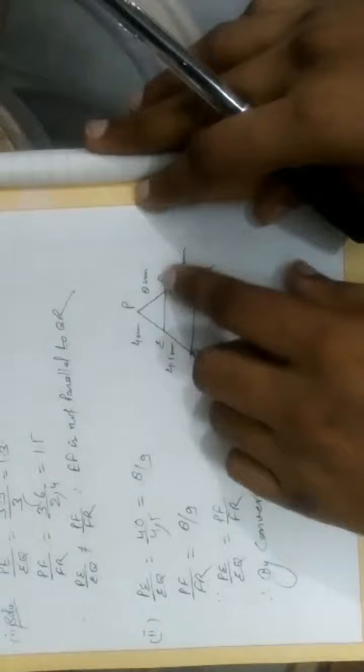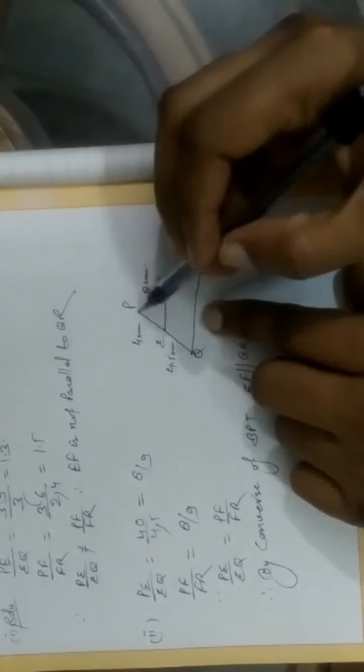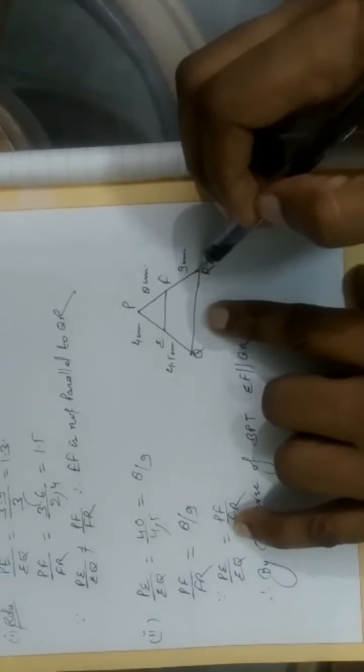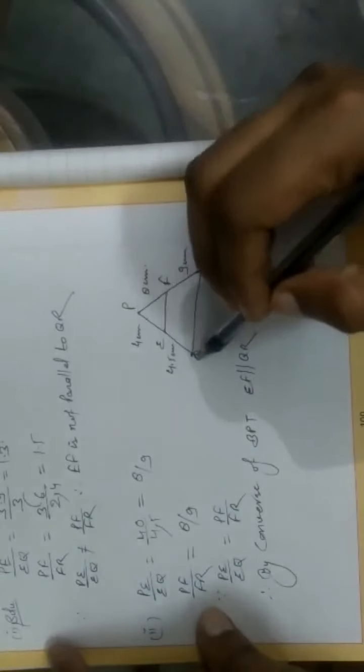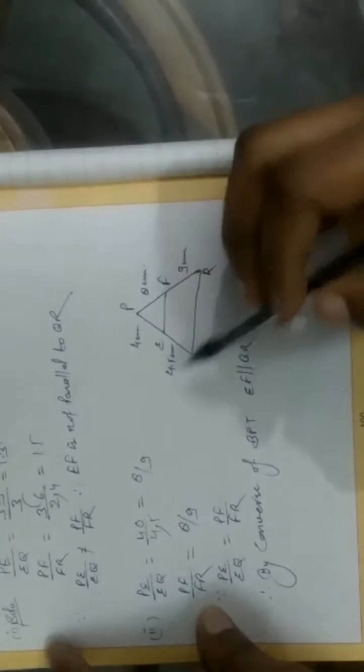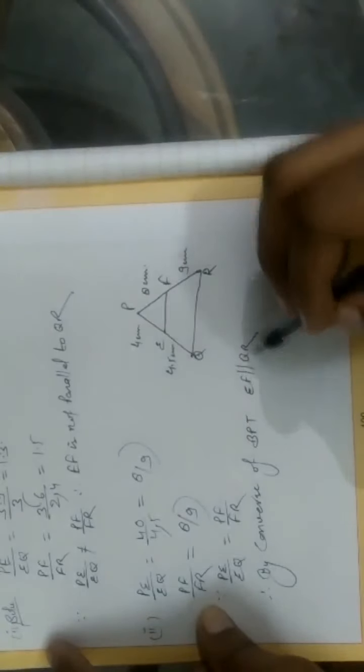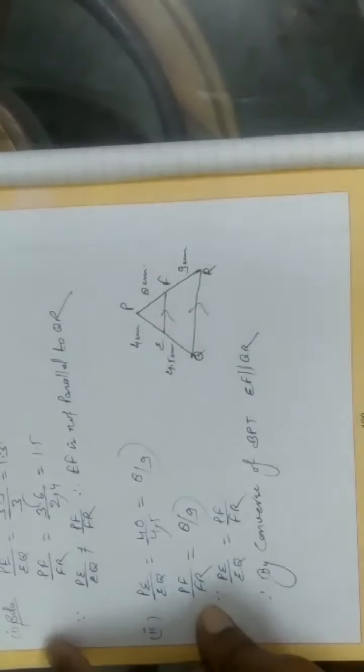Fine. Now you can check the second part. In the second part, this figure is given, and these sides are given. We have to check whether EF is parallel to QR or not. So again, you find the ratio PE upon EQ and PF upon FR. PE upon EQ is 4 upon 4.5 and PF upon FR is 8 upon 9. Both ratios are coming equal, this is also 8 upon 9. So by converse of BPT, EF is parallel to QR.